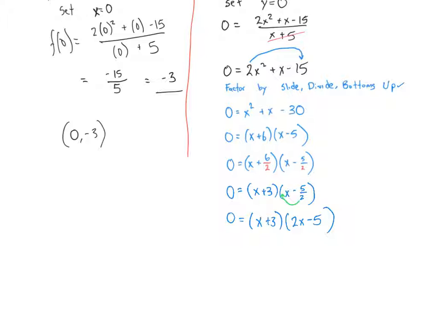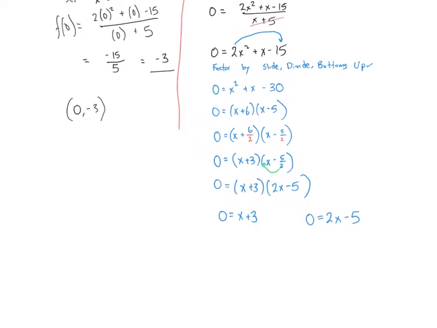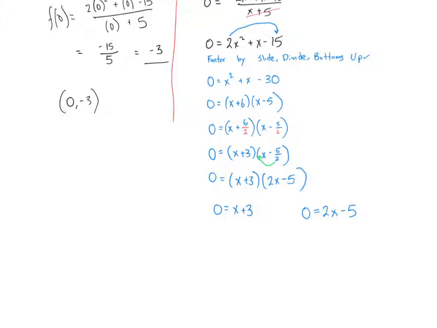So where we're at right now, like you said, negative 3. 0 equals x plus 3. 0 equals 2x minus 5. So we are going to have 2 answers for our x-intercept. Negative 3 equals x. And what happens to that guy? Move the 5, divide the 2.